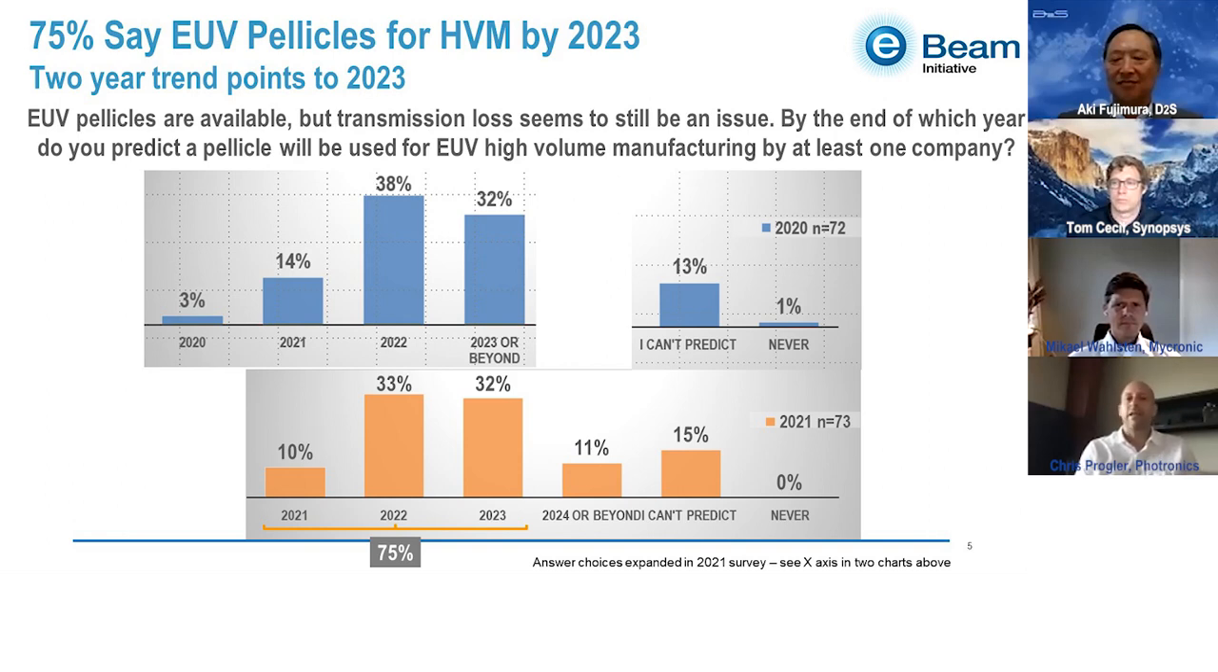But I don't think EUV is running in the same sort of HVM hands-off mode that we're accustomed to today for 193 lithography. As that evolves, pellicles are going to become more and more important and start to be a critical part of the picture.